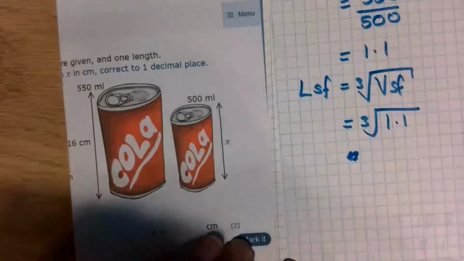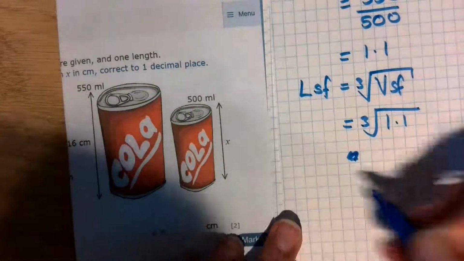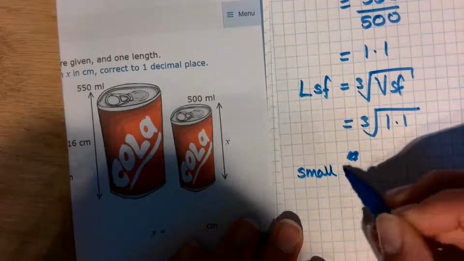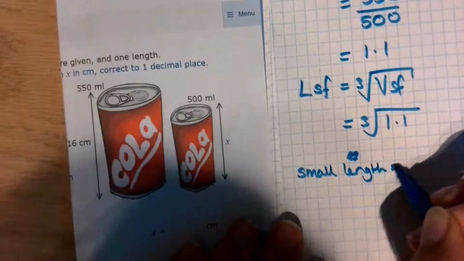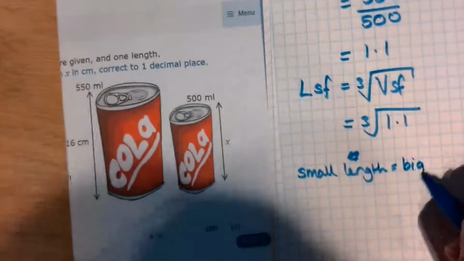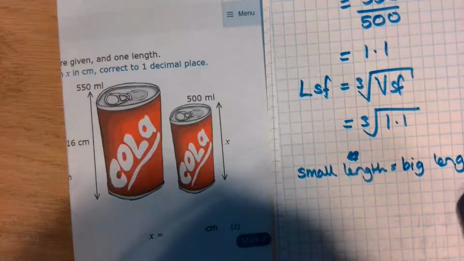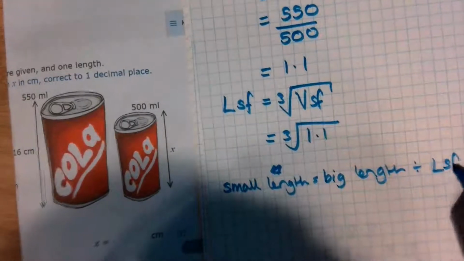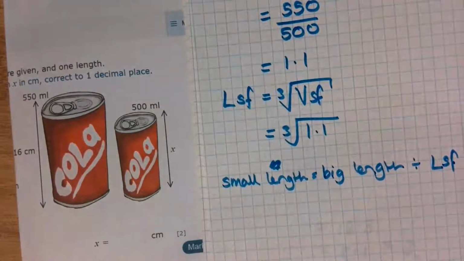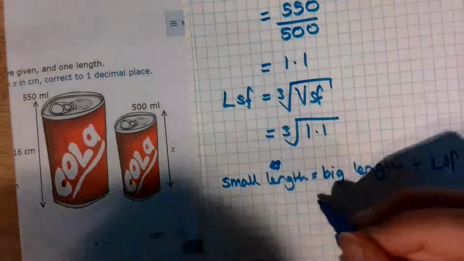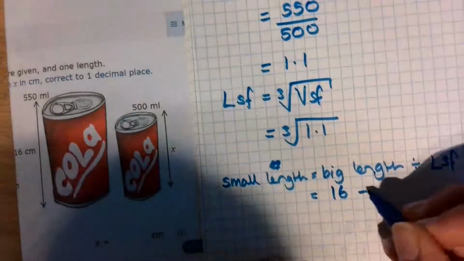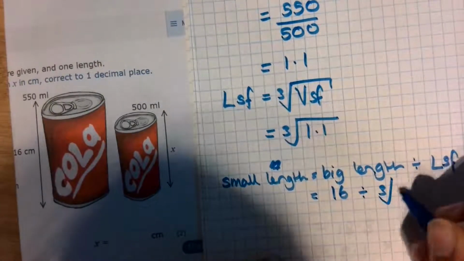So, to find the missing length, are we finding the small length or the large length? We're finding the smaller length, which is going to be the big length divided by the length scale factor. Really important that we use the length scale factor here because we're looking at lengths. Big length is 16, and we're going to divide that by the cube root of 1.1.